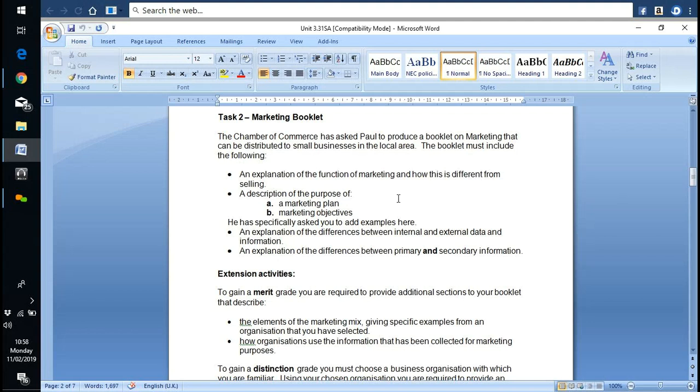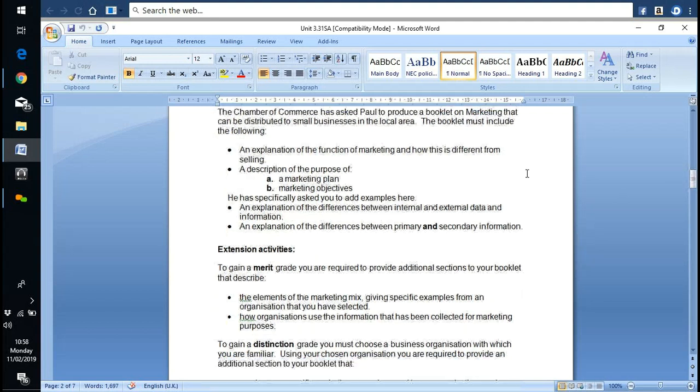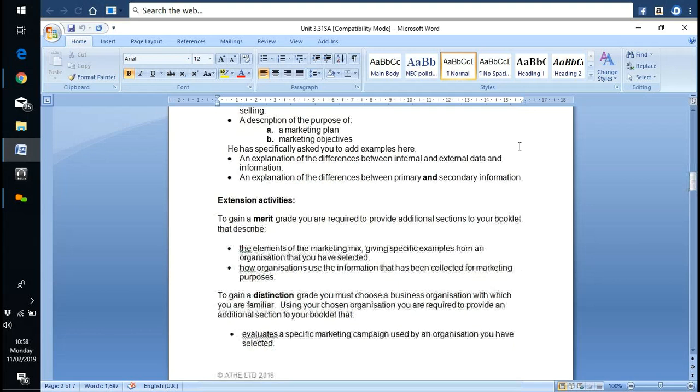You can put on the front page, you can use a template from the net anywhere, say marketing booklet or whatever, but the information inside is an explanation of the function of marketing and how it's different from selling, a description of a marketing plan and marketing objectives, an explanation of the differences between internal and external data and information, and an explanation of the differences between primary and secondary information.